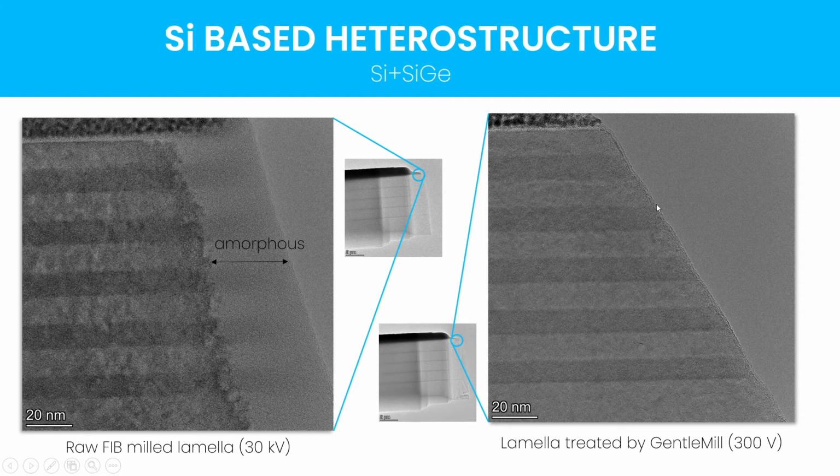On the right side you see the cleaned FIB lamella. You see that the amorphous band is practically cleaned away. There is only a very little part of it remaining. I will show you it later. And also, if you look at the lattice image, it looks more uniform than in the case of the raw FIB cut lamella.